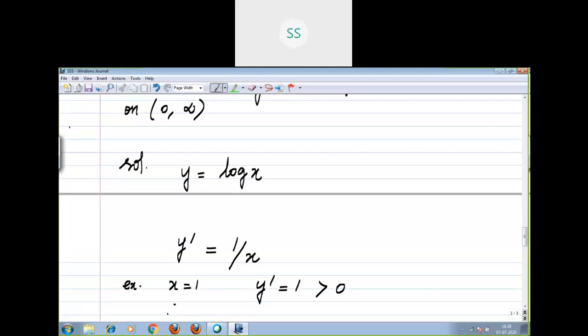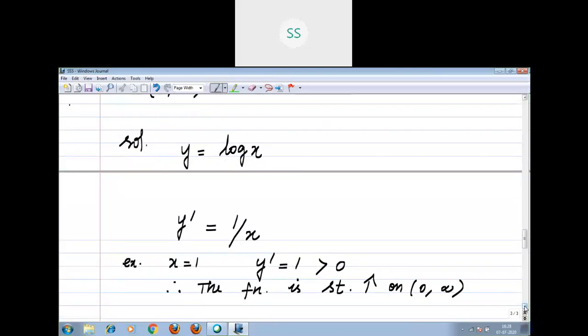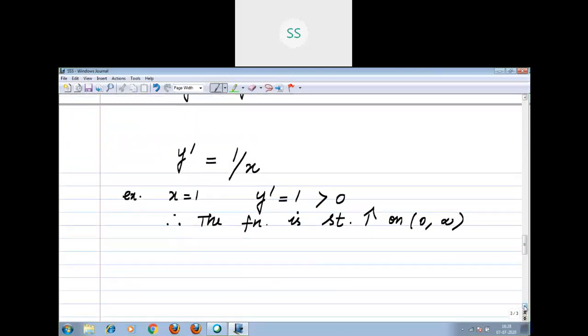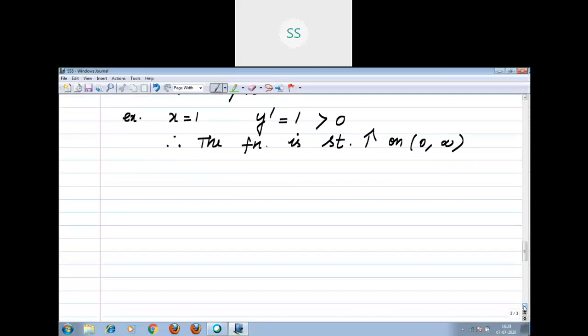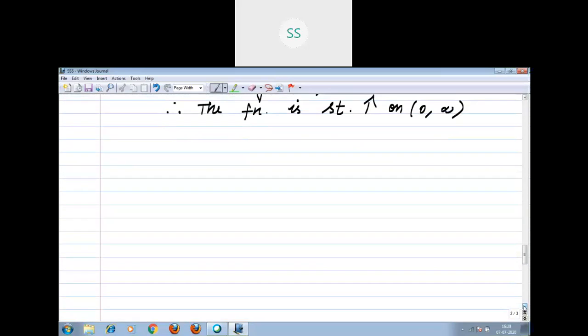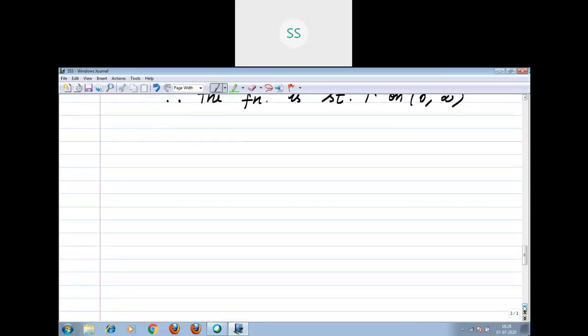Therefore, what is your final conclusion? Therefore, the function is greater than 0, which means strictly increasing on the open interval 0 comma infinity, right? Now I move to the next question, right children? Question number 11.